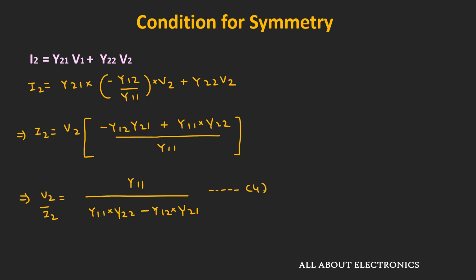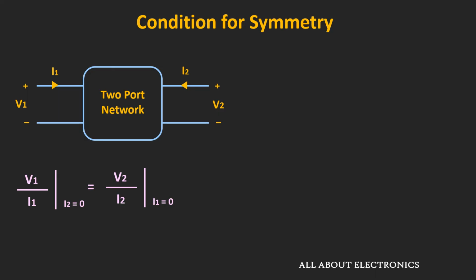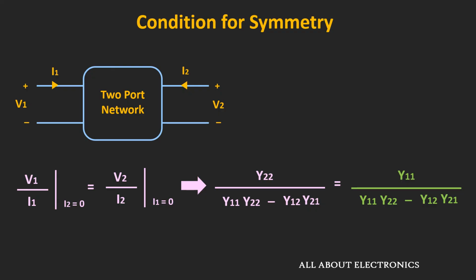So if the network is symmetrical, then the ratio of V1 and I1 should be equal to V2 and I2. Or in other words, these two expressions should be equal. So we can say that if the network is symmetrical, then Y11 should be equal to Y22. This is the condition of symmetry for the two-port network in terms of the Y parameters. That means if we know the Y parameters and this condition gets satisfied, then we can say that the given network is the symmetrical network.